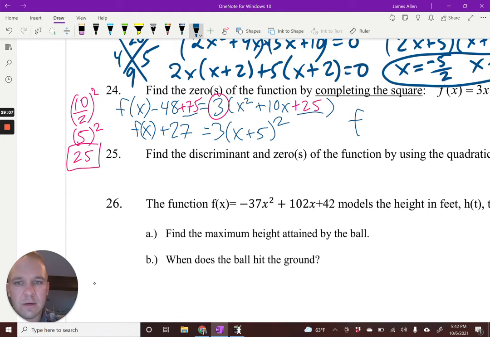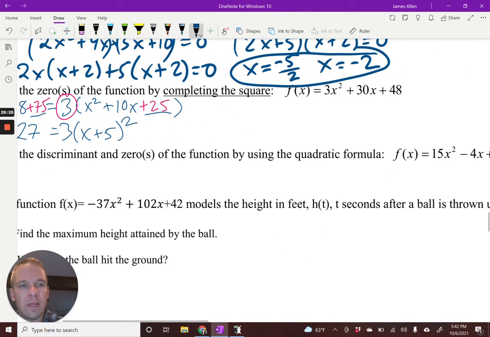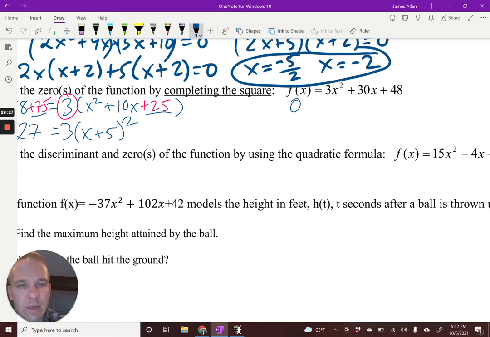So my final answer, wait, no, hold up. I said find the zeros. So really I should have set this equal to 0, not f of x. My apologies. So really in the initial, I wanted this to be made into 0. 0 equals 3x squared plus 30x plus 48. I did not need that function notation throughout. I apologize. I was going ham.